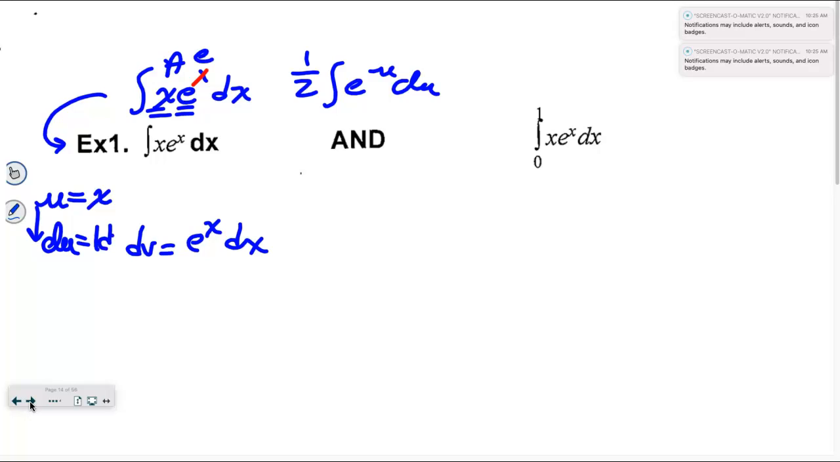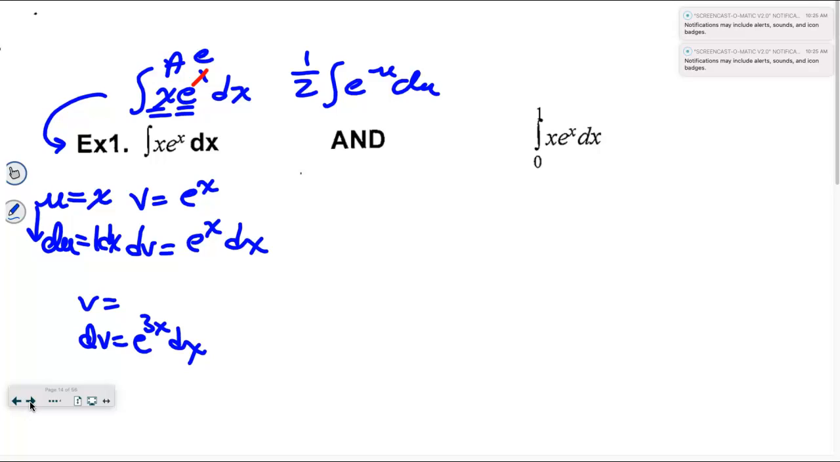1 dx. And what's the antiderivative of e to the x? All right, so now I'm going to ask you what I said last hour. Suppose your dv was e to the 3x. What would your v have been?